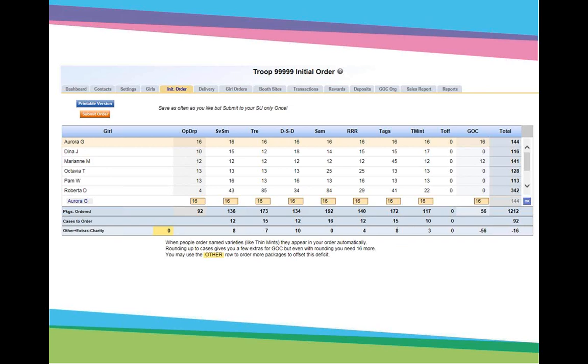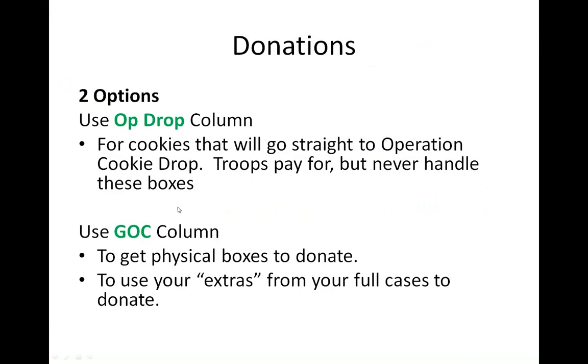So just to review, Op Drop is virtual cookies. You will never see them. The troop pays for them and they never handle them. And the GOC column is where you would put cookies that you want to actually physically have, and you want to use perhaps your extras from the full cases that you will have extras left over from. Some troops use both options just depending on what their intentions are.